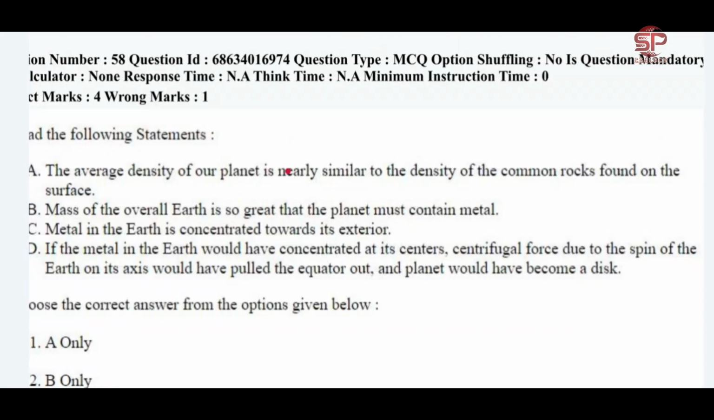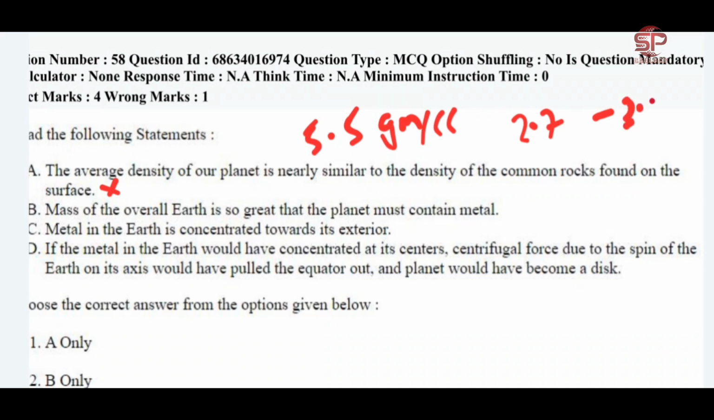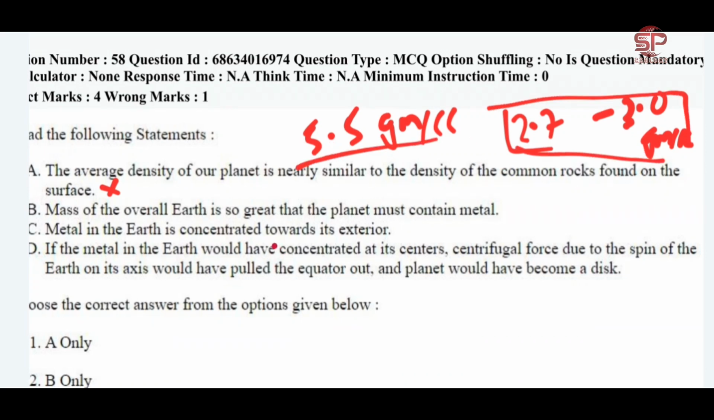The average density of a planet is nearly similar to the density of the common rock found on the surface. It is not correct. The average density is 5.5 gram per cc, and on the surface you will find 2.7 to 3.3 gram per cc density. The average density of the surface is this much, and the average density of Earth is this much. So it will not be correct. The mass of the overall Earth is so great that the planet must contain metal. So it can be the correct option.